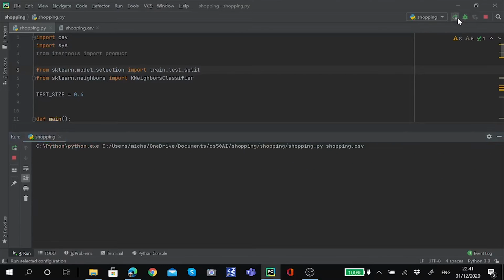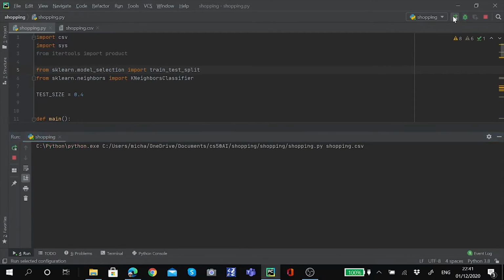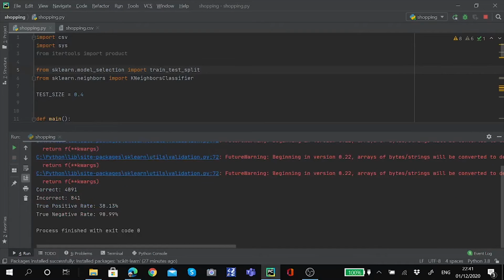I will now run it again, and after some time of waiting, the results appear. But then they vary a little bit because the computer guesses differently each time. I will run it a third time. And after some time, some results appear.